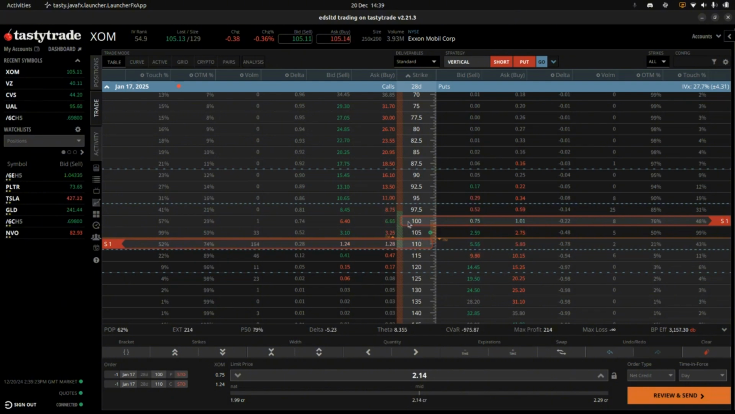Now, if price does stay within this range, then we keep the premium, which is $2.14 per share. So it's 200, and well, in this case now market's moving, so it's about $220 in premium that we collect up front.